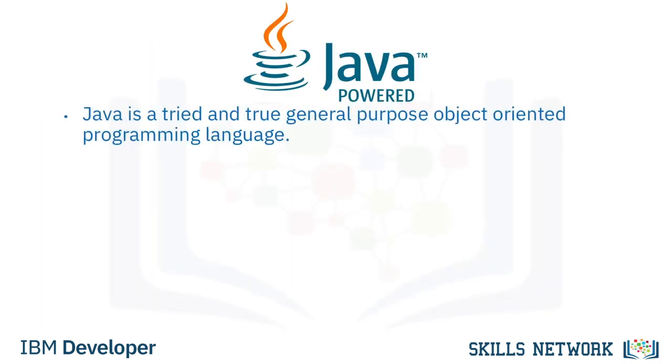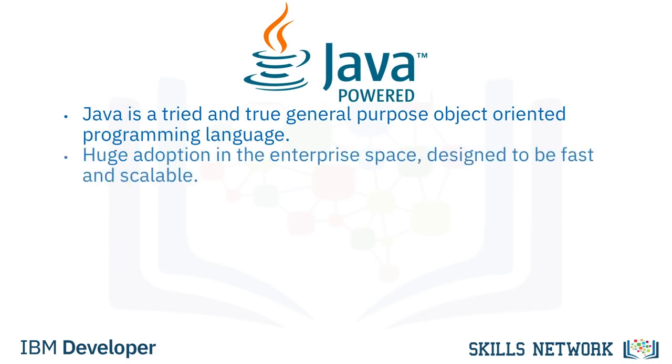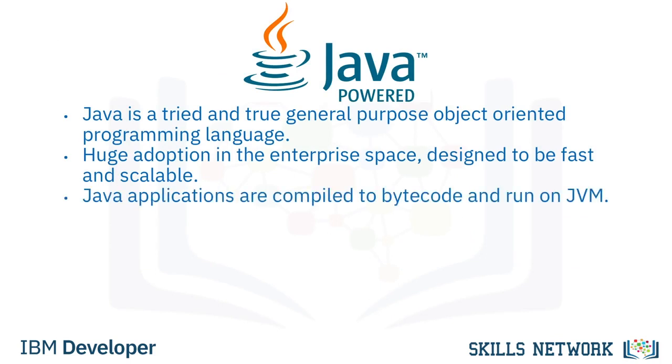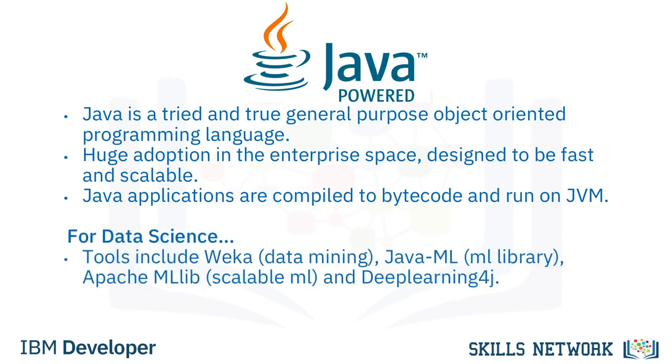Java is a tried-and-true general-purpose, object-oriented programming language. It's been widely adopted in the enterprise space and is designed to be fast and scalable. Java applications are compiled to bytecode and run on the Java Virtual Machine, or JVM. Some notable data science tools built with Java include Weka for data mining, Java ML, which is a machine learning library, Apache ML-lib, which makes machine learning scalable, and Deep Learning 4J for deep learning.